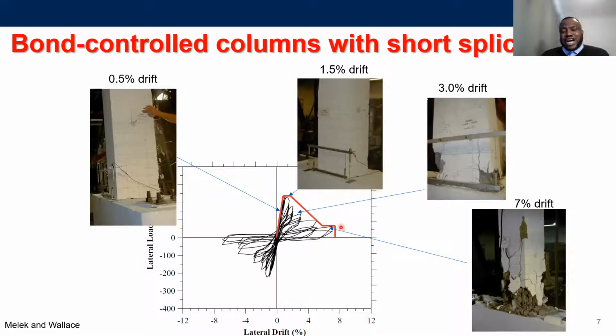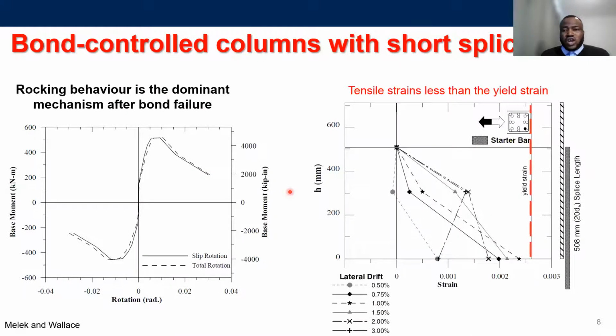So being able to capture the splice failure and the rocking mechanism is quite important in being able to develop a backbone curve to model this behavior, as well as develop the hysteretic parameters to capture the cyclic response of this component. So, a bit more of experimental background.